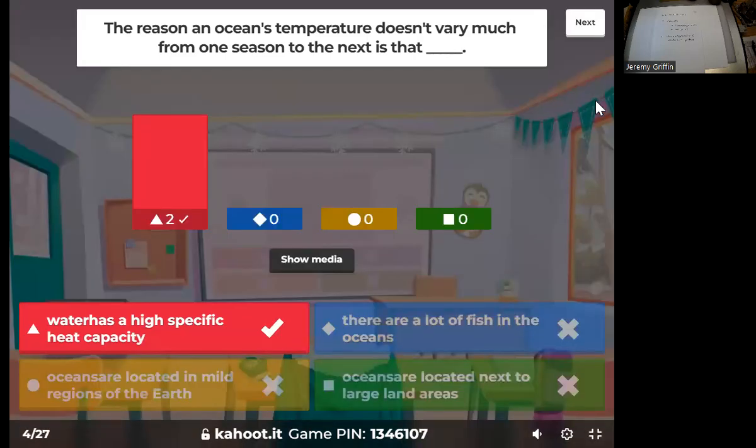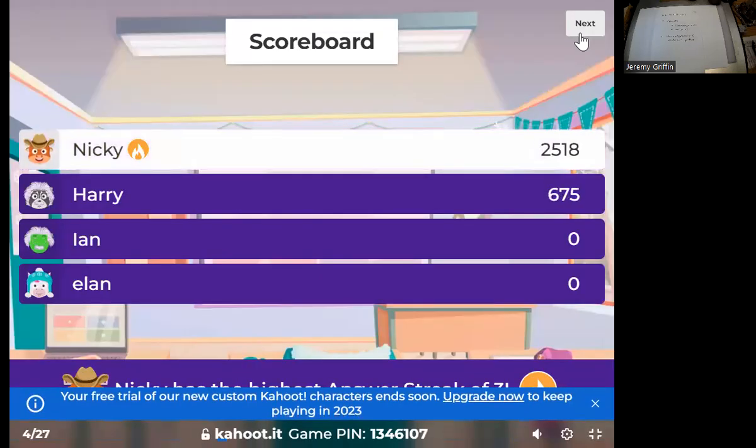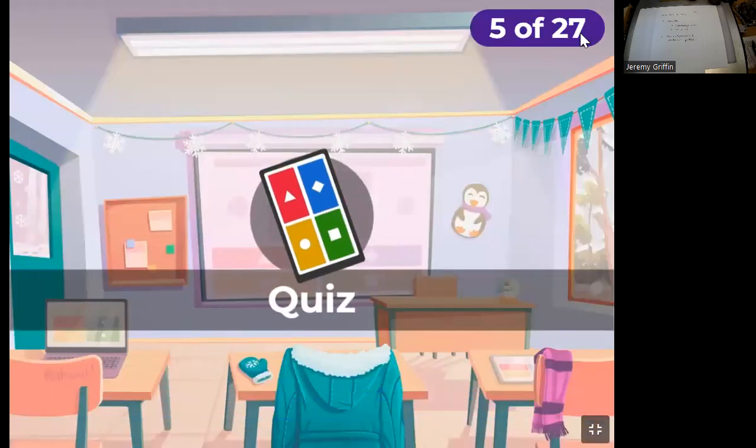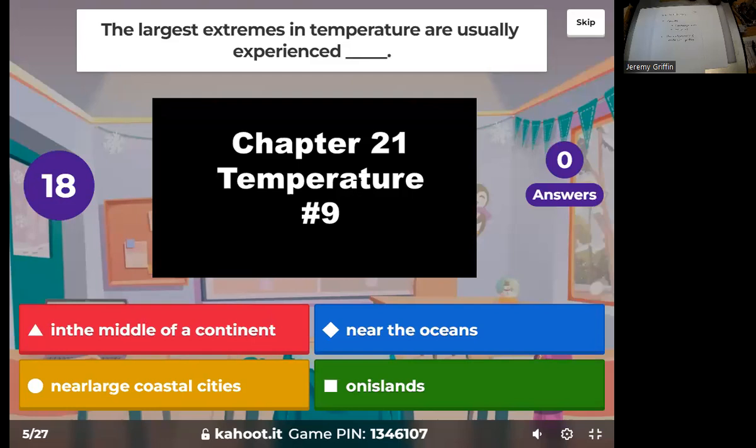The fact that water has such a high heat capacity makes it really hard to change the temperature of water either way. So anything next to large bodies of water, the climate's usually pretty stable. How about here in Florida? We're surrounded on 3 sides by water, right? Huge bodies of water. Temperature doesn't fluctuate a whole lot. The largest extremes in temperature, where would you expect huge fluctuations in temperature?